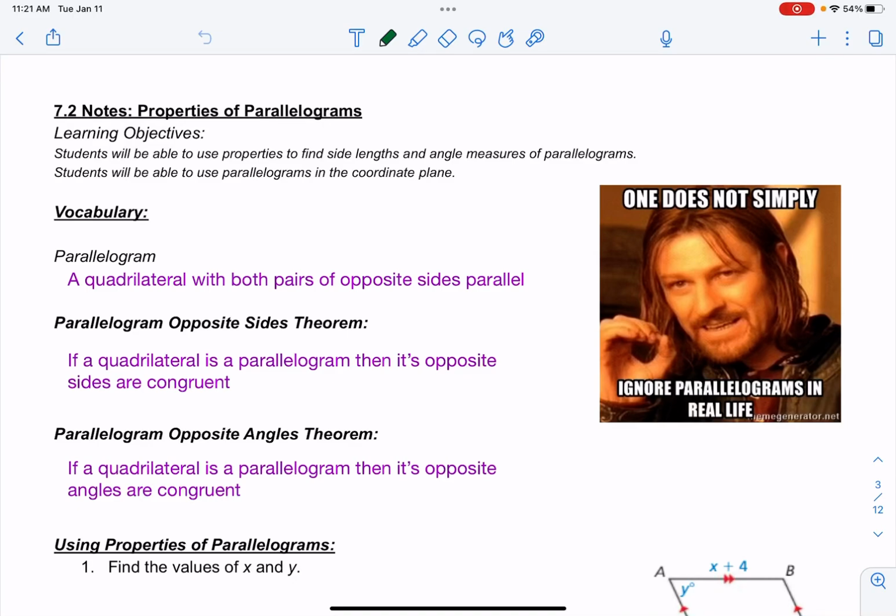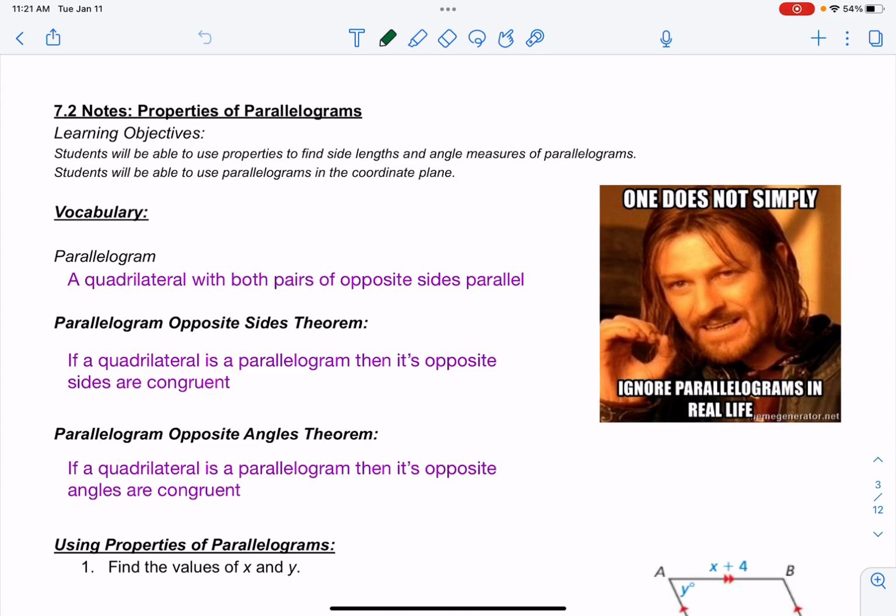Good morning, guys. So today we are going into Chapter 7, Section 2 notes. This is properties of parallelograms. So remember, in our last period, I had you guys do that exploration activity. You had to graph your lines, and then based off of those lines that you graphed, you then had to find your slope and your distance. So that stuff kind of comes into play today, and hopefully it kind of makes a little more sense as to why I had you do that in the first place.